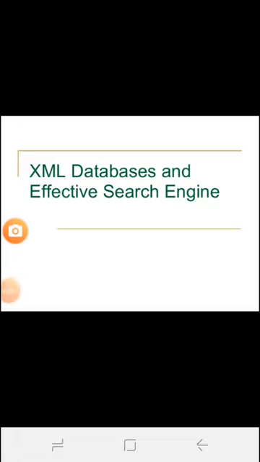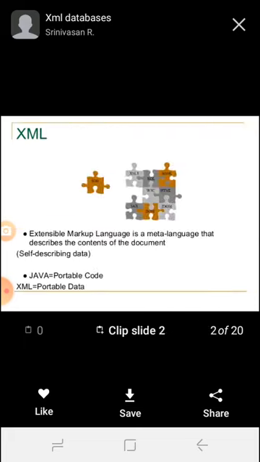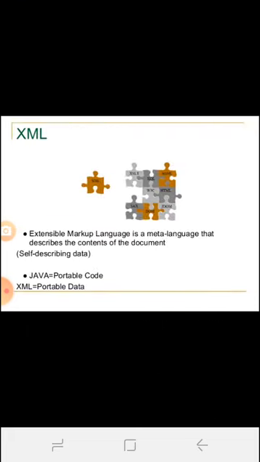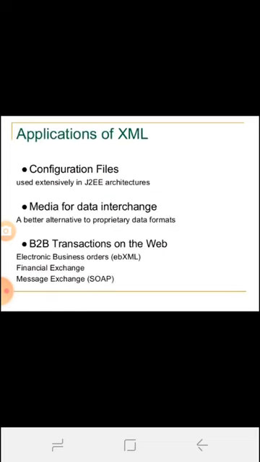Today we will see about XML databases and the effective search engine. XML means Extensible Markup Language. It's a meta language that describes data. You know that Java is portable code. XML is also called portable data.